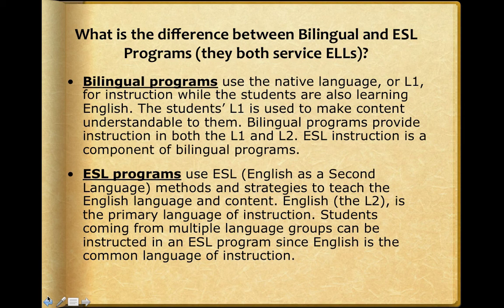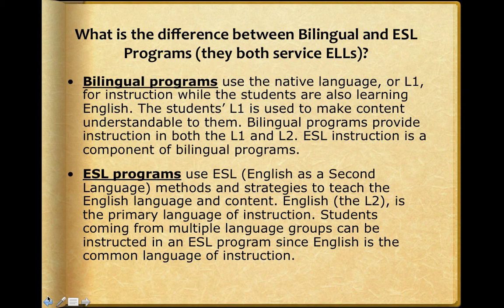So let me illustrate. When I taught bilingual kindergarten in Texas, the primary language of instruction was Spanish. That was the students' L1. But we did have a component during the day in which we would do ESL instruction to build English language familiarity and proficiency.